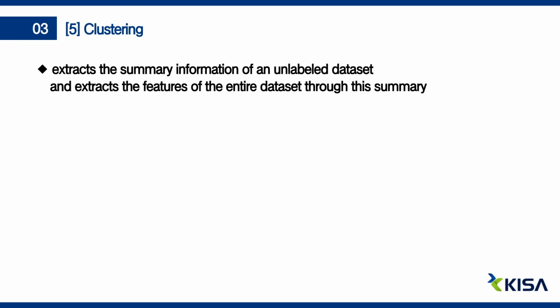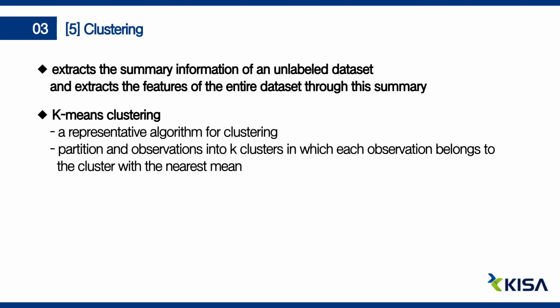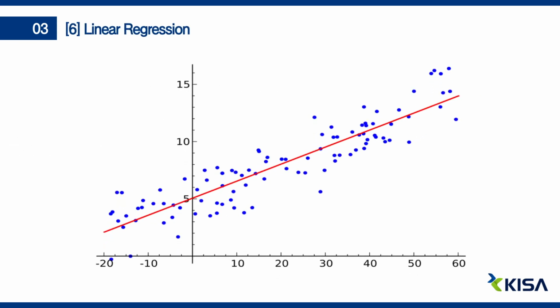Clustering is a representative model of unsupervised learning. It extracts the summary information of an unlabeled data set and extracts the features of the entire data set through this summary information. K-means clustering is a representative algorithm of clustering. K-means clustering aims to partition n observations into k clusters in which each observation belongs to the cluster with the nearest mean. Linear regression is a linear approach to modeling the relationship between a scalar response or dependent variable and one or more explanatory variables or independent variables.